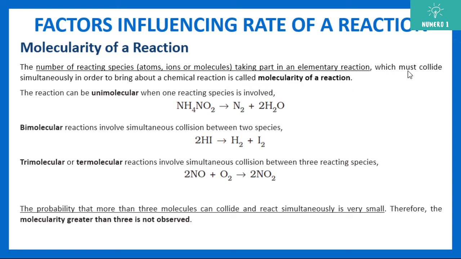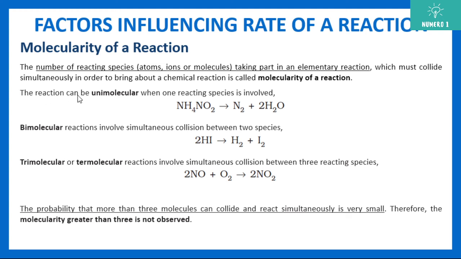Basically, what is happening, for example, if A plus B gives you C, so A and B should collide and give the final product C, right? So the number of species reacting is A and B. A is one species, the second species is B. So the total molecularity of the reaction A plus B gives you C is 2.